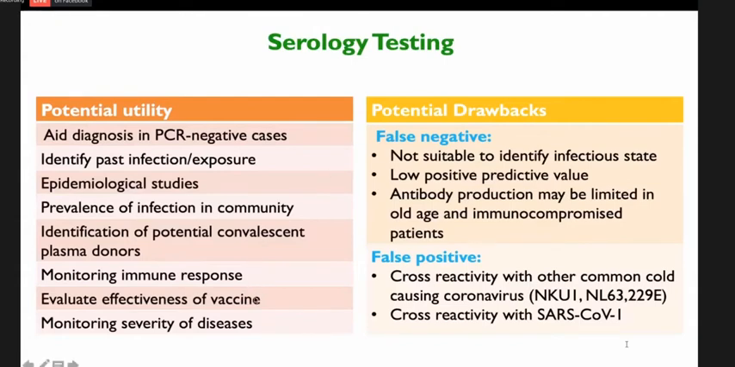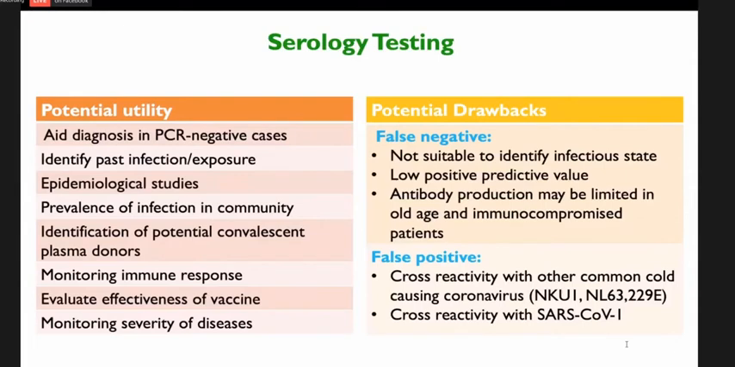And recent data suggests that patients with severe COVID-19 have higher levels of immunoglobulin G and immunoglobulin M titer compared to those with non-severe COVID-19. So the measurement of the antibody might also provide valuable information to assess the severity of the disease. However, there are also several drawbacks of antibody testing as reported by several groups.